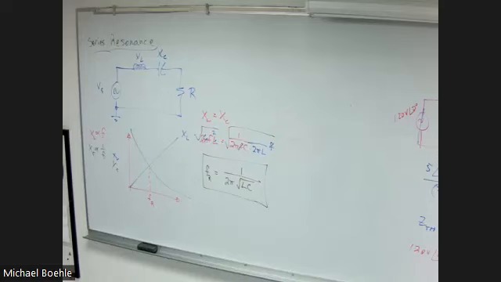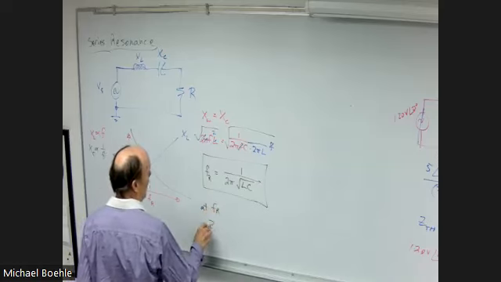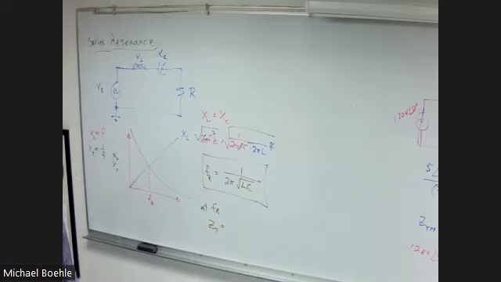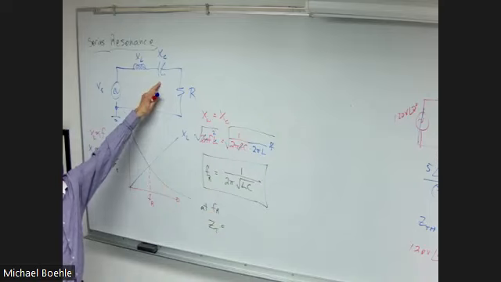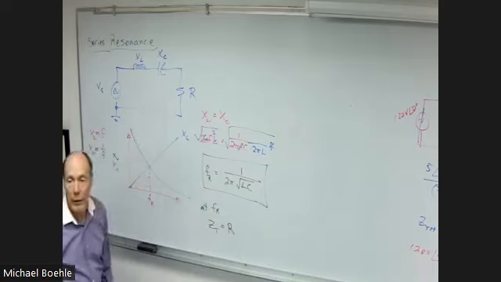So at resonance, the total impedance of this circuit is what? These two are equal. Just R. It is exactly R. That is correct.